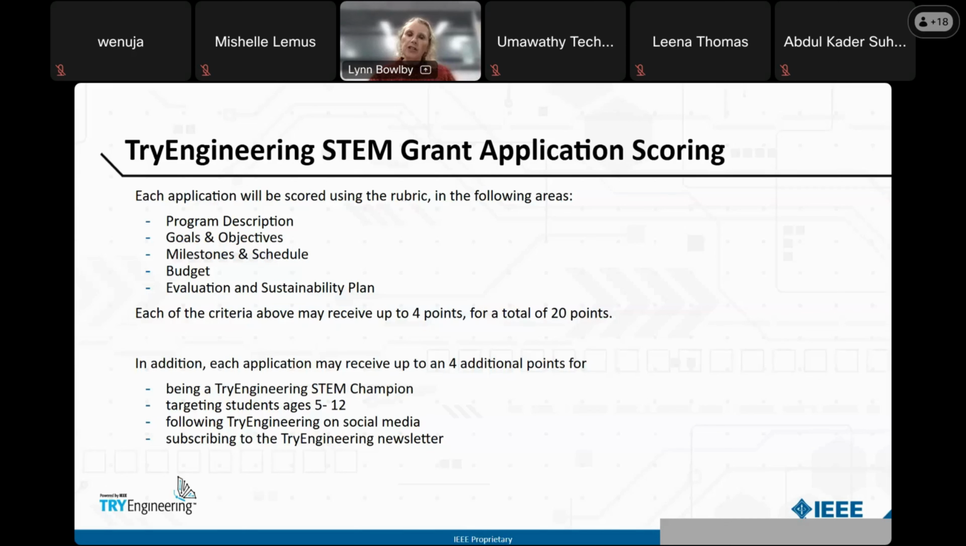But in addition, each application may receive up to 4 additional points. If you're a STEM champion, you'll receive an extra point. If you target, as I mentioned previously, students ages 5 to 12, you'll receive an extra point. If you follow our TryEngineering social media pages like Facebook and LinkedIn, you'll receive an extra point. And if you subscribe to our TryEngineering newsletter, you'll receive an extra point for that as well.